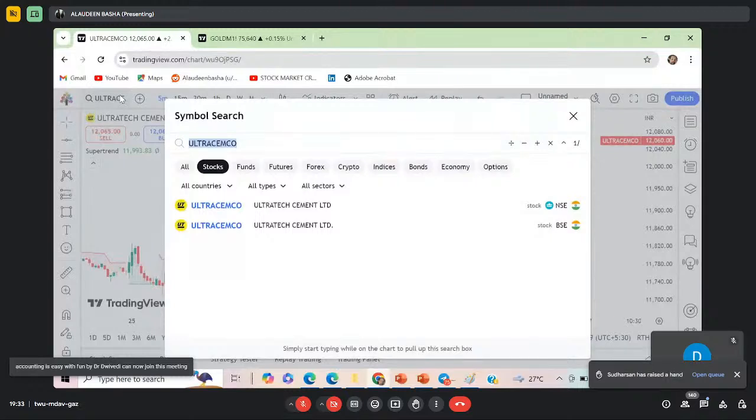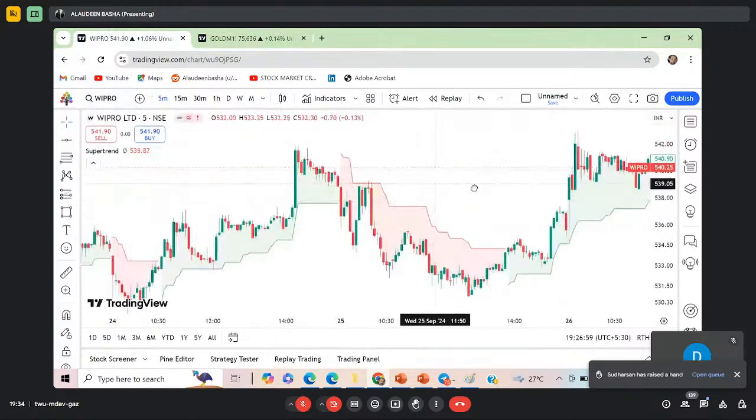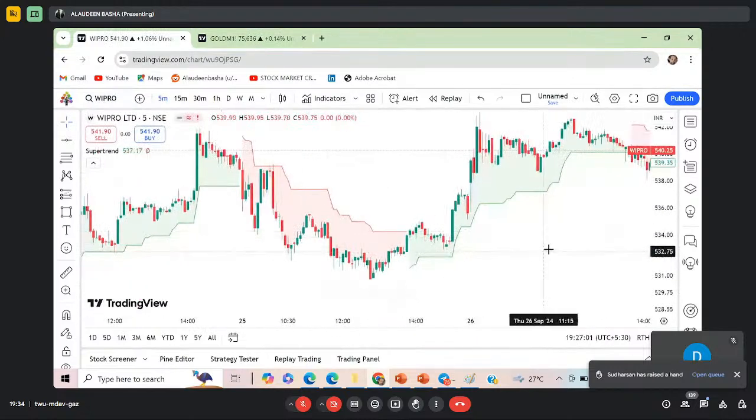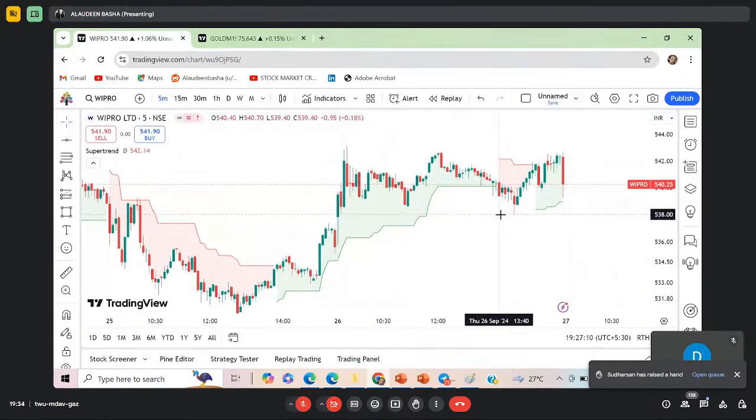For example, any stock, guys? Wipro. In Wipro, the 26th opens in green. At 9:15 it's green. After that it changes the trend at 140 to a sell trend. Again it changes at 235 to a buy trend.